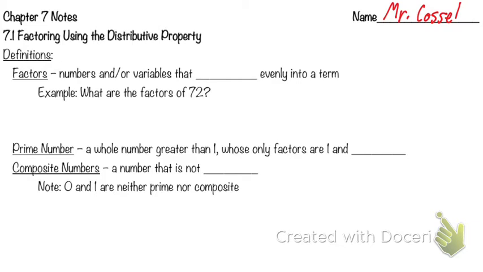So definitions. Here's the definition. Factors are going to be numbers and or variables that divide evenly into a term. Now before we talk about factors multiplying, for example, don't write this part down: 2 times 3 equals 6. 2 and 3 are factors of 6 because they multiply to 6. They both also divide evenly into it because they multiply to get it.